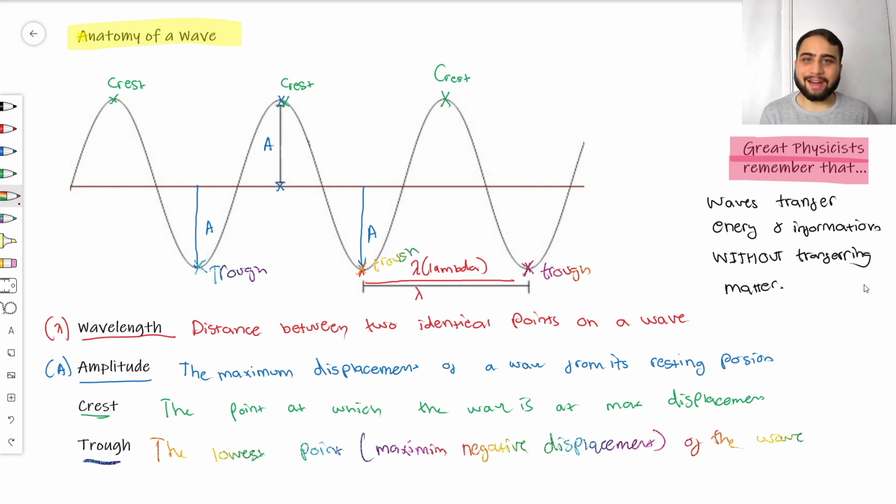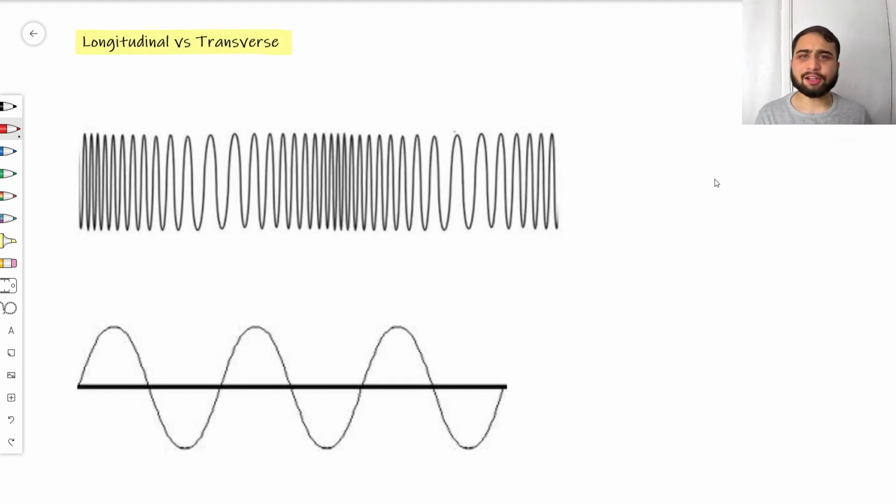Okay, so now you understand the anatomy of a wave. Pause the video and try and get a blank sheet of paper and redraw this diagram here without looking at the video. Now, let's start having a look at the differences between the longitudinal and transverse waves.